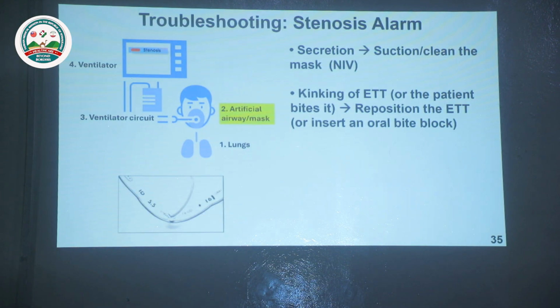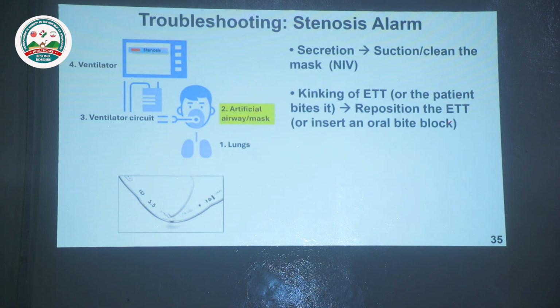The second thing is kinking of the endotracheal tube. Kinking means that the material of the endotracheal tube is usually PVC, and this material can become soft when it contacts the body temperature of the patient. So when you insert the endotracheal tube into the patient's airway, sometimes the body temperature can soften the tube and cause it to fold. This is called kinking.